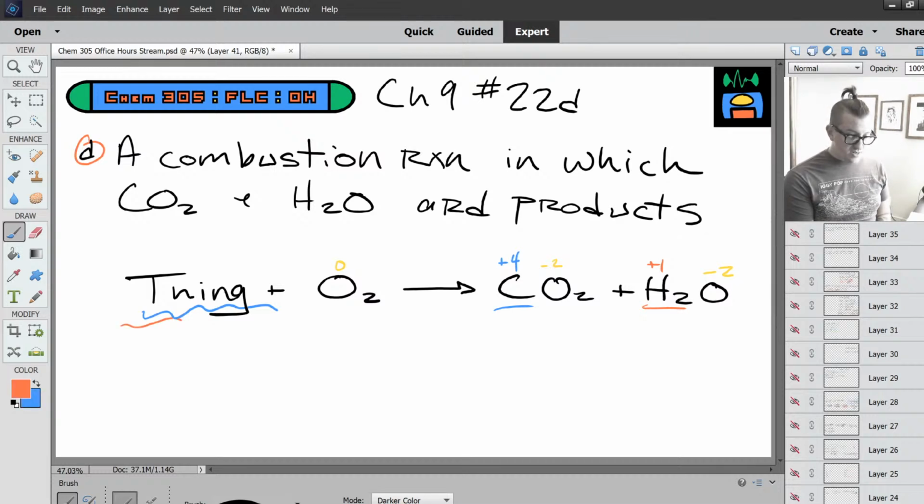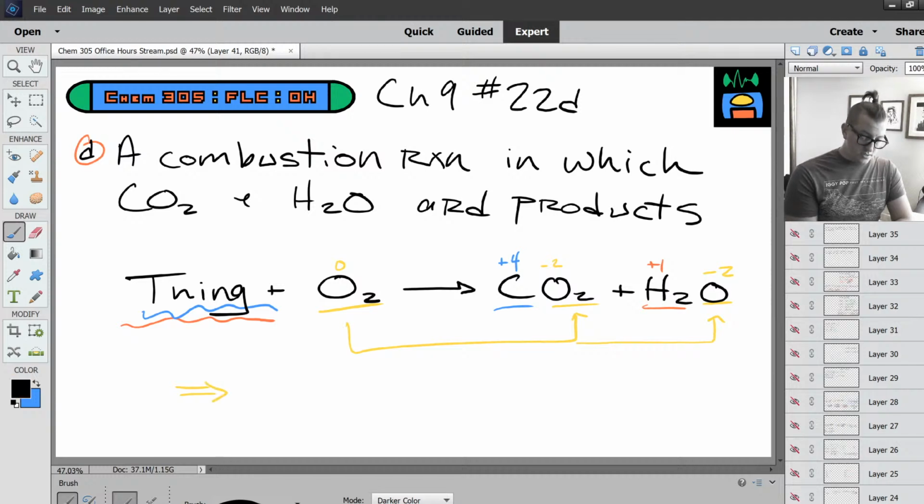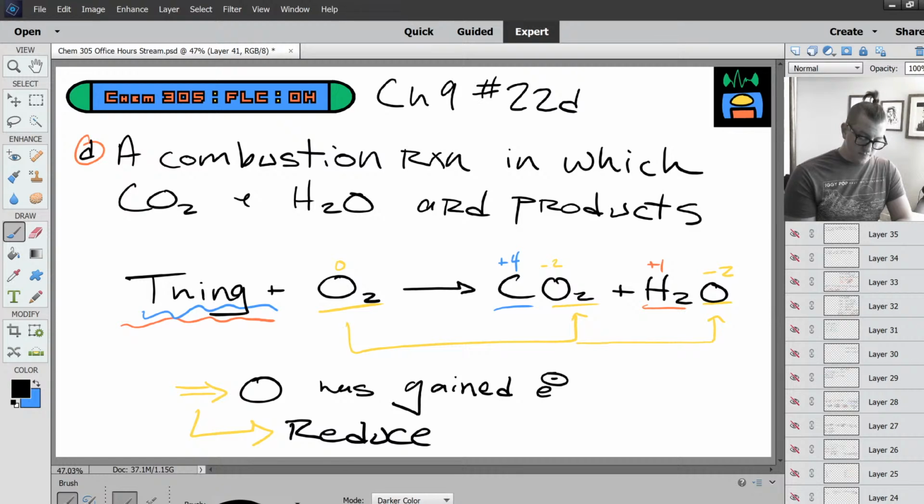But we can compare the oxidation state of oxygen in O2 to the oxidation states in carbon dioxide and water. And you'll notice that it goes from 0 to -2. So oxygen has gained electrons, which means that it has been reduced. All right, it's gained electrons.